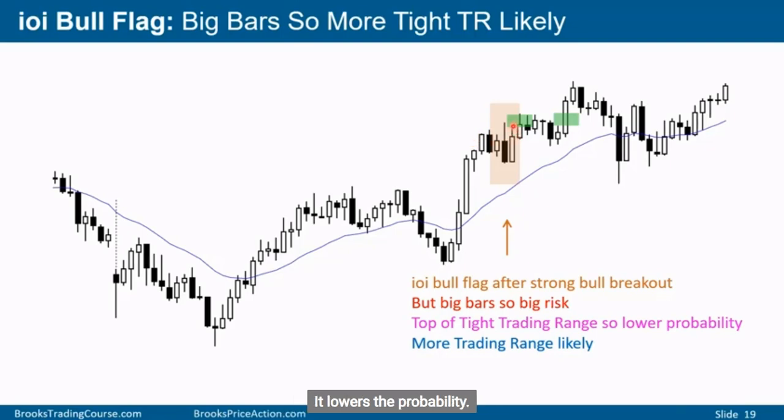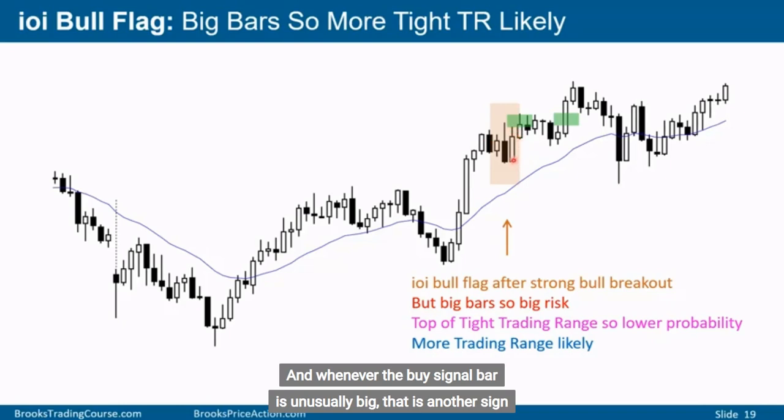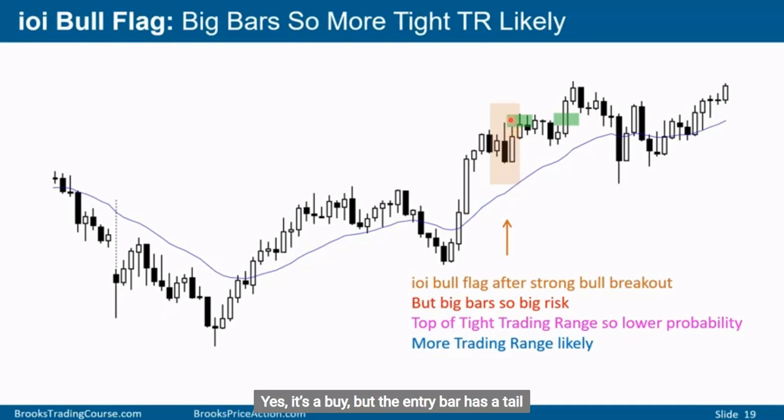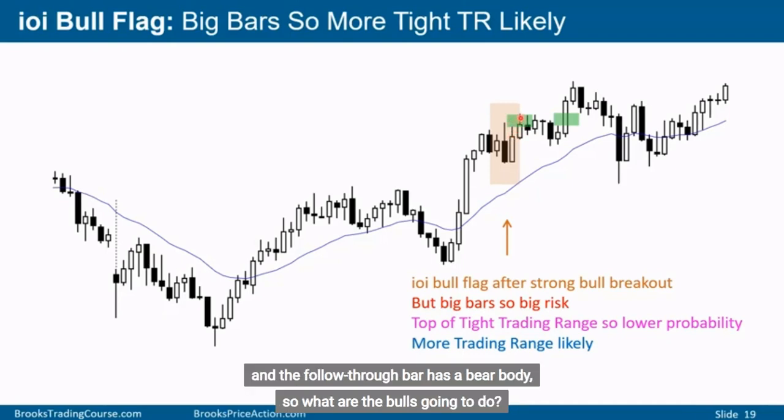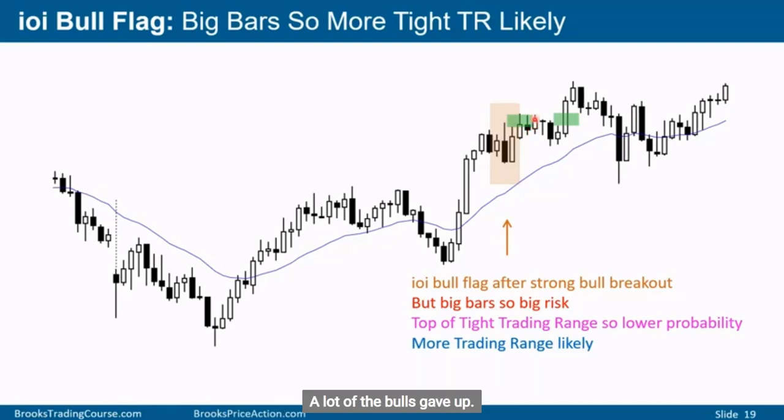It lowers the probability. And whenever the buy signal bar is unusually big, that is another sign that the market might be more forming a trading range than resuming a bull trend. Yes, it's a buy, but the entry bar has a tail and the follow-through bar has a bear body. So what are the bulls going to do? A lot of them will get out around break even, and that's what took place here. A lot of the bulls gave up.